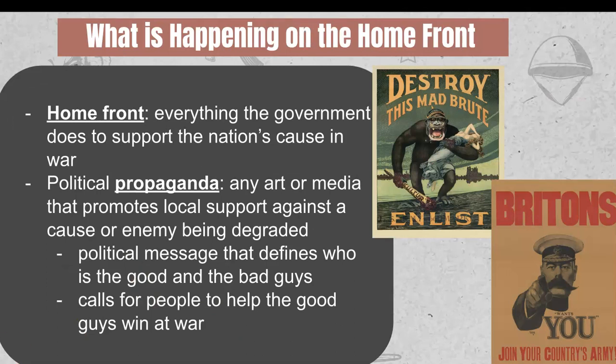So what is happening on the home front? When we talk about the home front with wars, that essentially means everything that the government is doing at home, within their own nation, to support the nation's cause in war. A really big continuity throughout history is going to be the usage of political propaganda. This is especially going to be big with World War I. Overall, political propaganda is any art or media that promotes local support against a cause or an enemy that is being degraded in some kind of way.